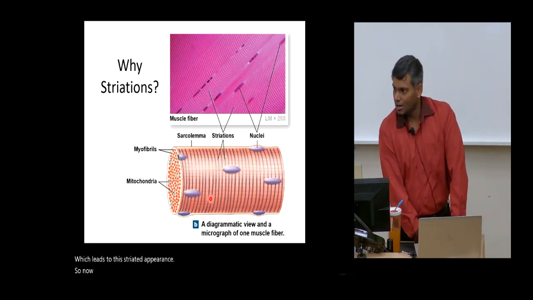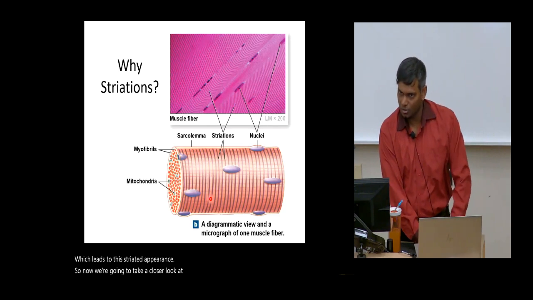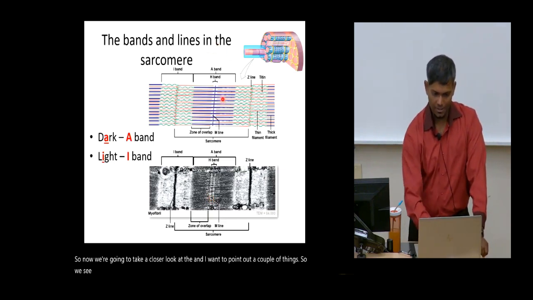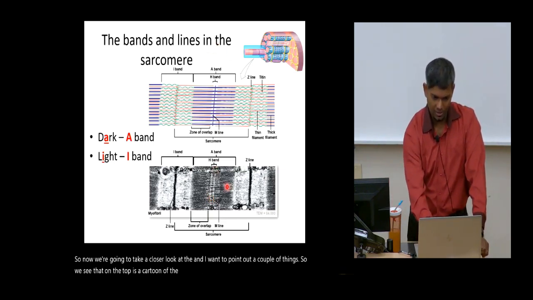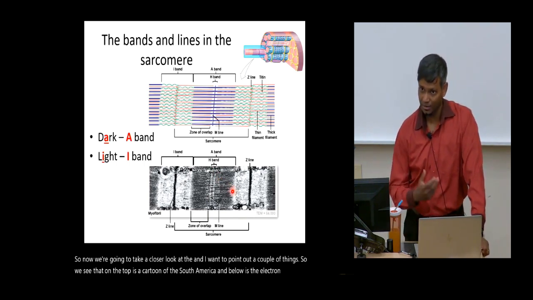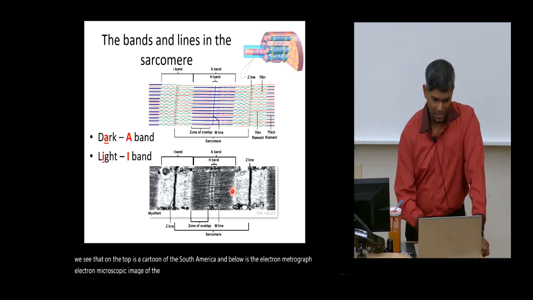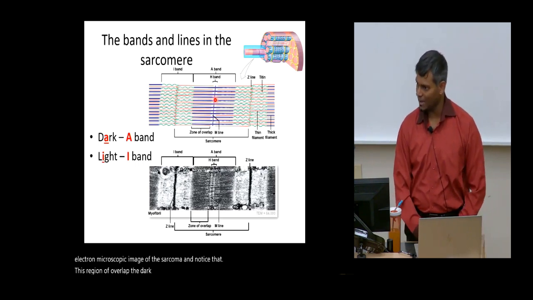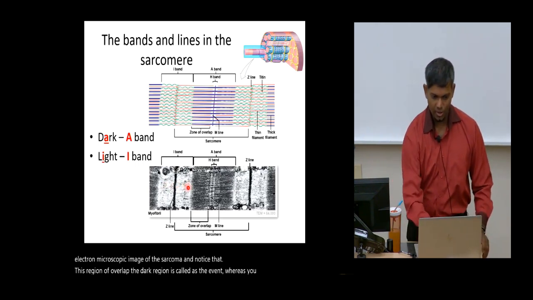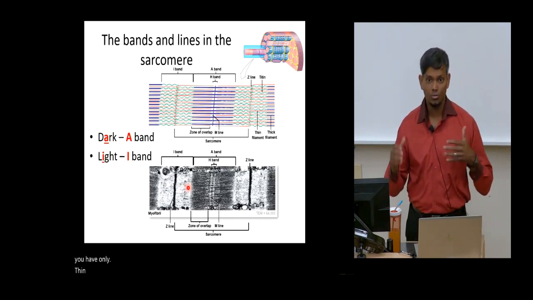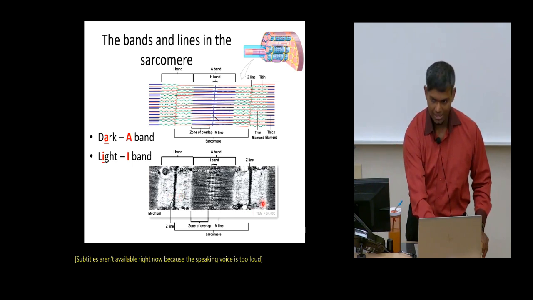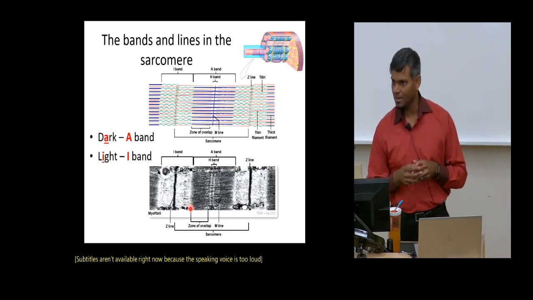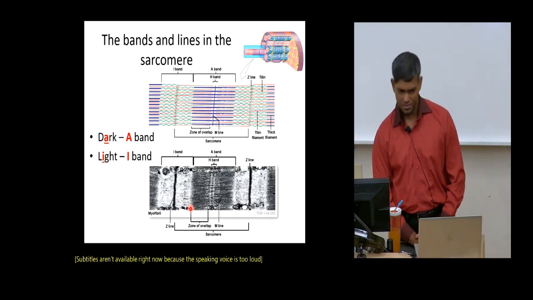So now we're going to take a closer look at the sarcomere, and I want to point out a couple of things. Right. So we see that on the top is a cartoon of the sarcomere, and below is the electron microscopic image of the sarcomere. And notice that this region of overlap, the dark region, is called the A band, whereas you have this region where you have only thin filaments, right? There's no thick filaments. You have only thin filaments. That's called the I band. So the A band is the dark band where you have thick and thin filaments overlapping. The I band is where you have only thin filaments.